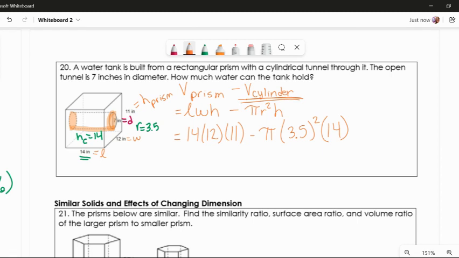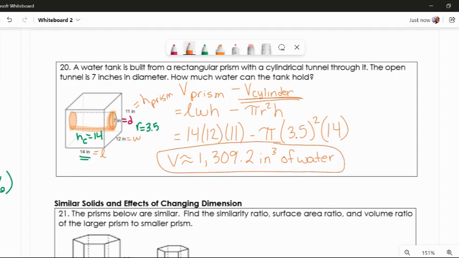Okay. If we put that all in our calculator, we'll get that the volume of our composite is approximately 1,309.2 cubic inches of water. We're going to use units and describe what we're doing, so we'd be able to fill it with 1,309.2 cubic inches of water. All right, so done with the regular shapes.